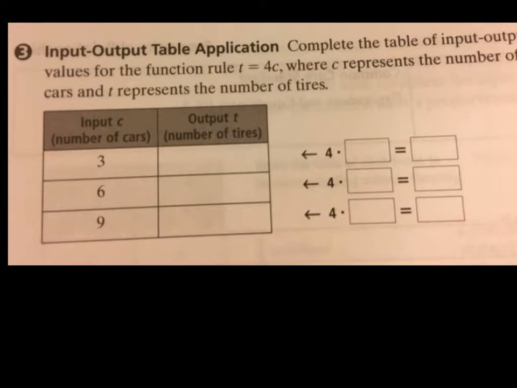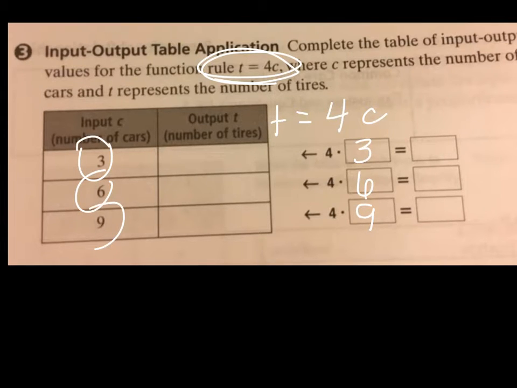Here's another input-output table. All I need from this paragraph is the rule. T equals 4C. So the C is changing. It tells me C should be 3, 6, and 9. I got that from here. 3, 6, and 9. 4 times 3 is 12. 4 times 6 is 24. And 9 times 4 is 36.